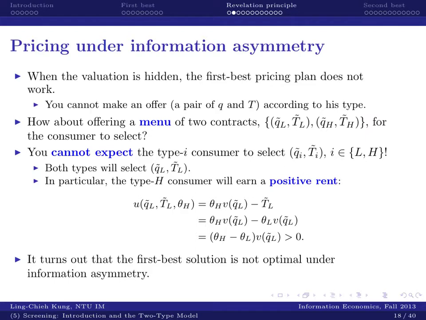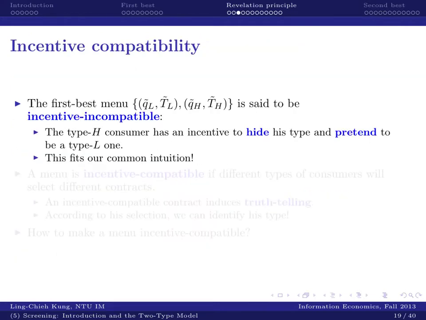So because you leave some rent to the high type consumer, now it's a question whether this first best solution is optimal under information asymmetry, and indeed it's not. You may verify it, okay? But here, the key is that the first best option will not be implementable. Yeah, it's impossible for you to force or to induce the two types of consumers to select the two first best contracts. So this is because the first best menu is incentive incompatible.